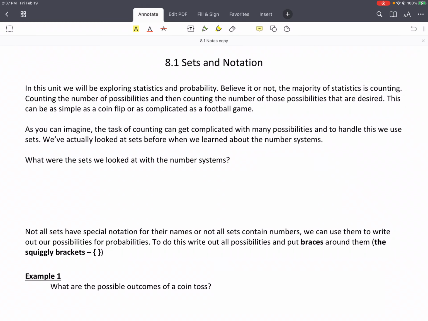All right, everybody. So welcome to Unit 8. In this unit, we're going to be looking at statistics and probability.